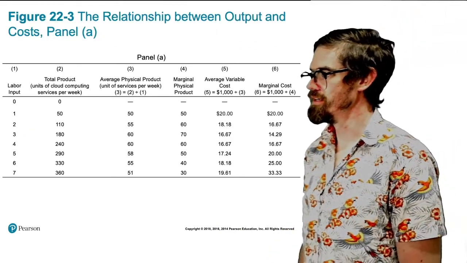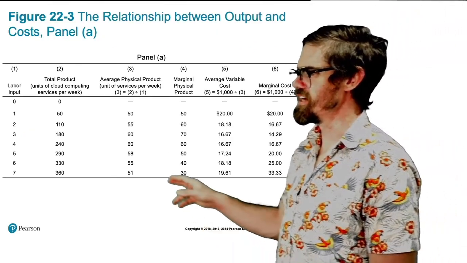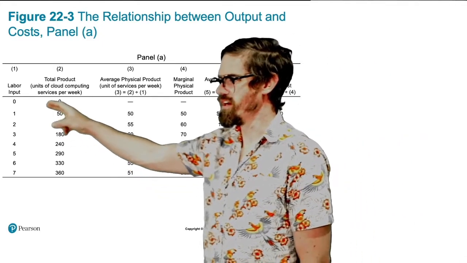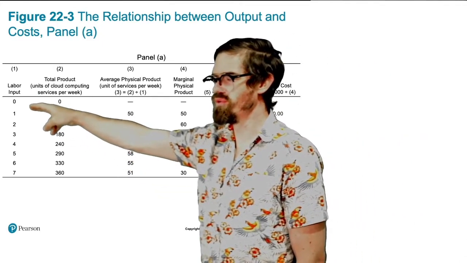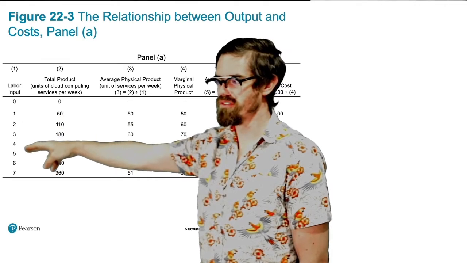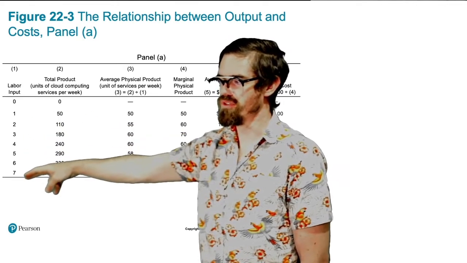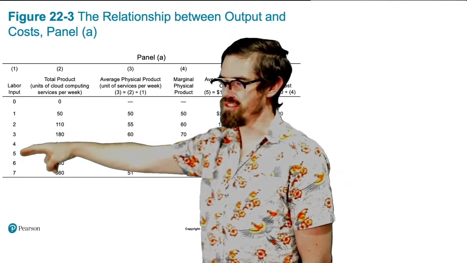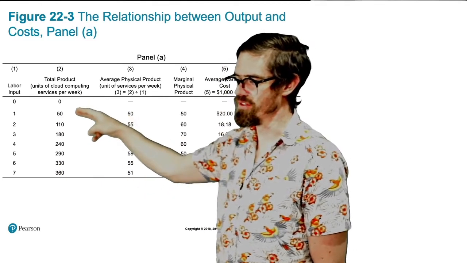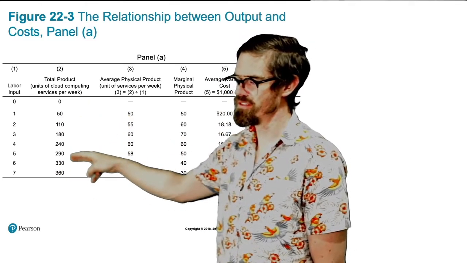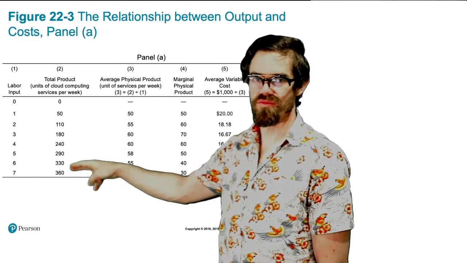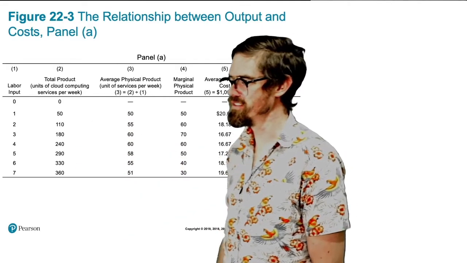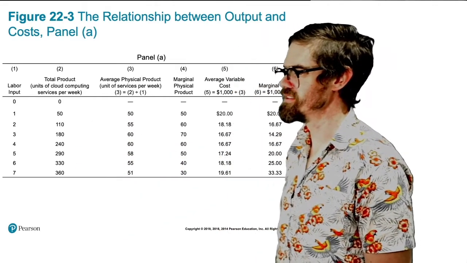All right, so let's look at this here. We've got another table here. This time we've got input. So here's our variable input. Labor is our variable input. And as we increase the number of workers, that increases output. So we don't have any negative marginal product in this case, only positive marginal product.